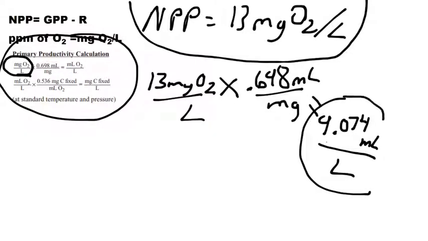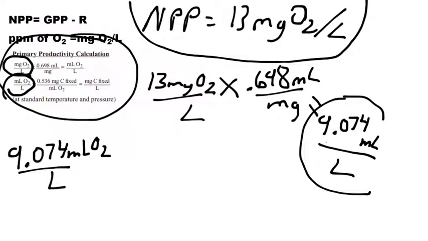We're now going to take that answer and we're going to plug that in here to the second equation. So we're going to take 9.074 milliliters of oxygen per liter of water. We're going to multiply that by a conversion factor, 0.536.